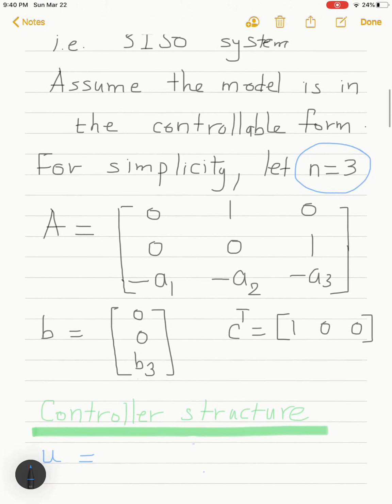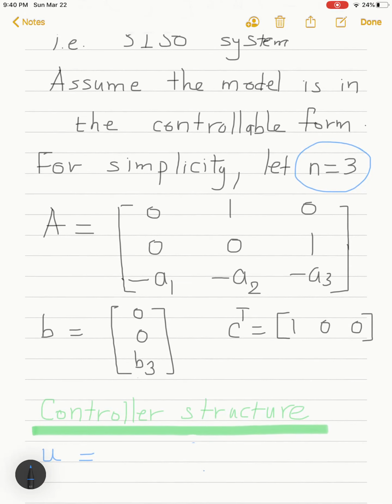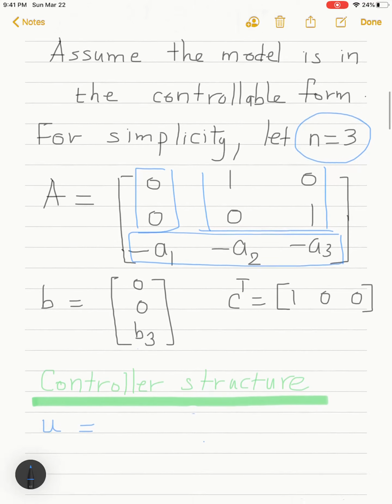If we assume the system in the controllable form, that means we will have here an identity matrix of dimension n minus 1. In that case, it would be a 2 by 2 matrix. I will have here a vector of zeros, and down here we will have the coefficients of the characteristic equation of the corresponding system. This is the B vector, and this is the C vector.